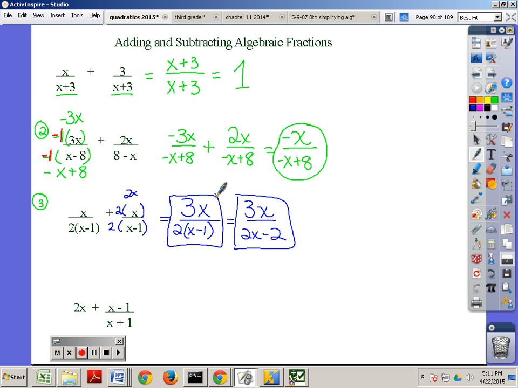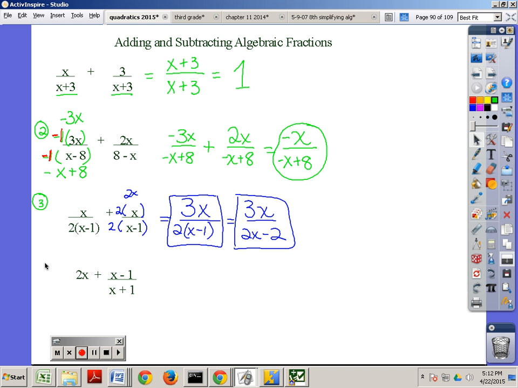So if you notice that one of your denominators goes into the other one, just figure out what you need to multiply it by to make it look like the other one. What you do to the bottom, you got to do to the top. Let's try the hardest level down here. So, level 4.